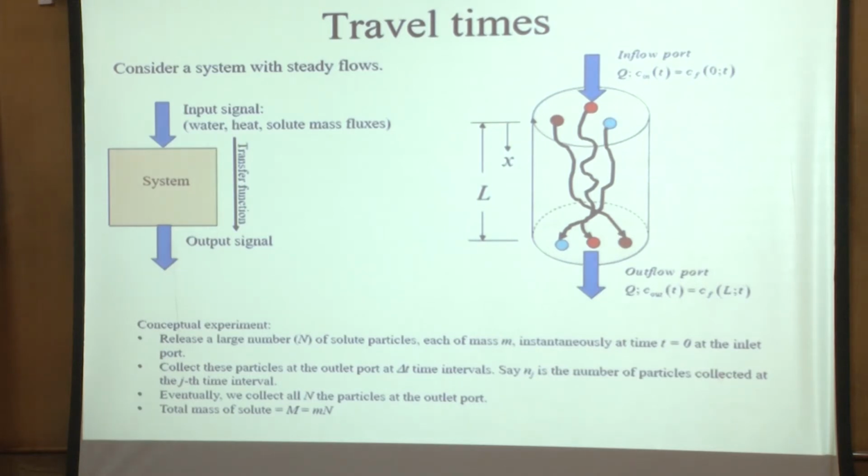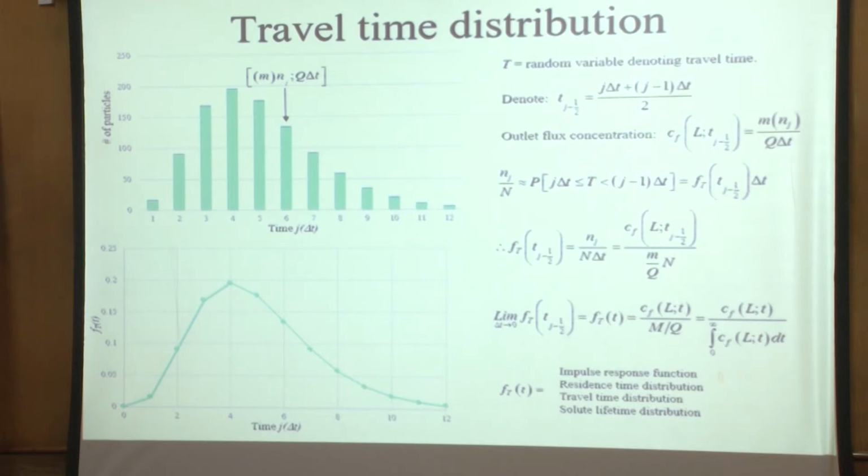So then what we do is we essentially prepare a plot. And what this plot is saying is, this is time in delta t time intervals, 1 delta t, 2 delta t, 3 delta t, 4 delta t, and so on. And this bar height over here shows the number of particles that were recovered in those delta t time intervals. So if this is my jth time interval, the volume of water that I collected was Q times delta t, because Q is the flow rate, that is steady. Q times delta t is the volume of water. With that water, we collected n sub j particles, and therefore the mass of solute that we recovered is m times n sub j.